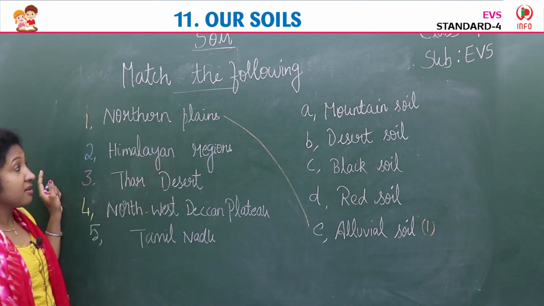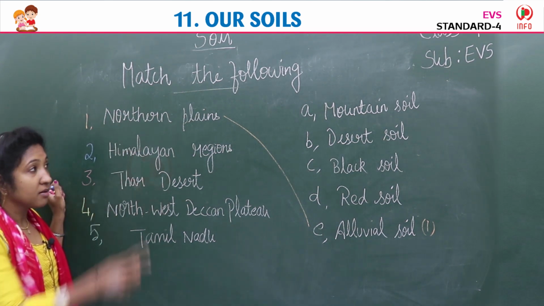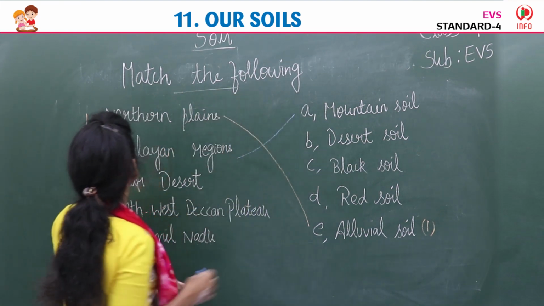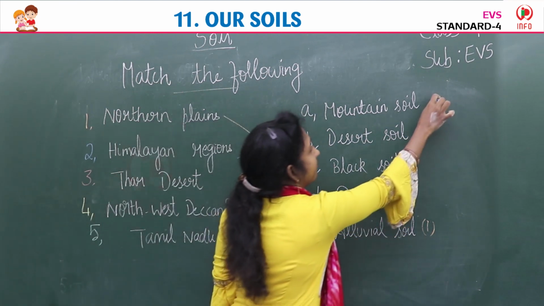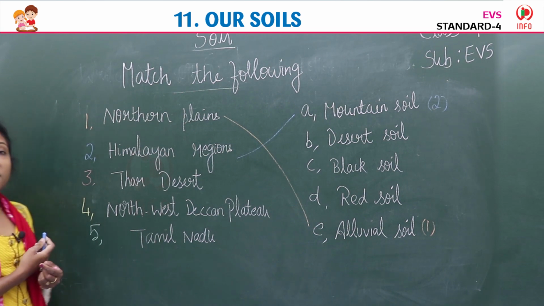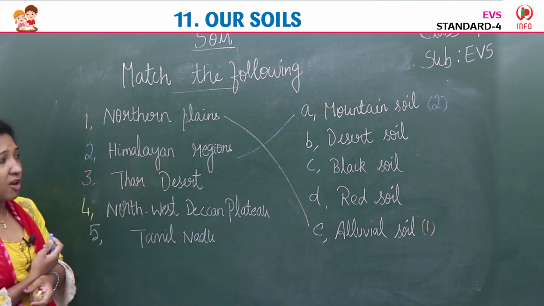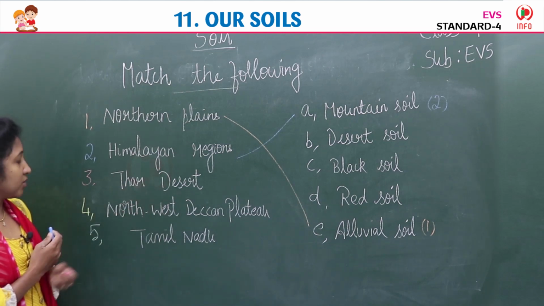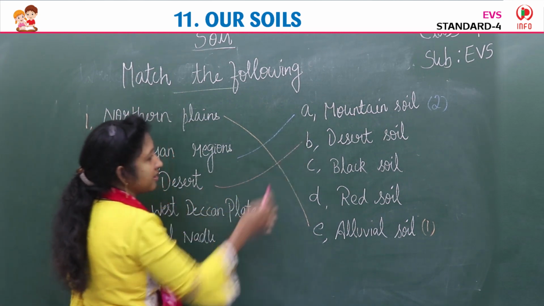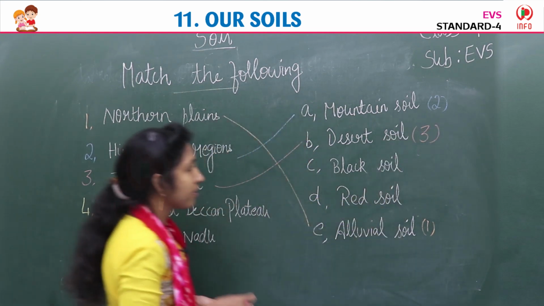Second one, Himalayan regions. Which soil is found in the Himalayas? Nothing but mountain soil. So the second answer is A. Now Thar desert. Which soil? It's very easy. Along with the soil, the name is there, isn't it? So Thar desert connects with desert soil. So the answer to the third one is desert soil.